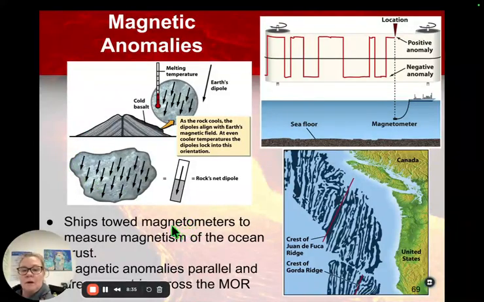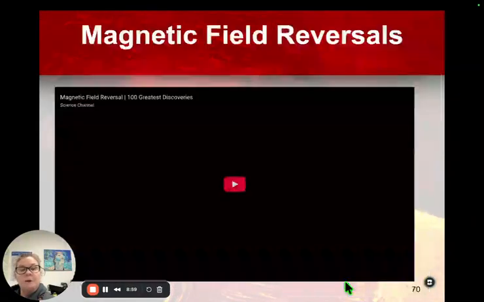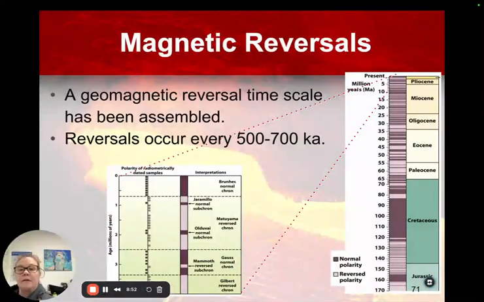Ships towed magnetometers to measure magnetism of the ocean floor's crust, and they found these anomalies as they went through it, which is really interesting. Okay, and we'll watch Bill Nye later. The magnetic reversal timescale has been assembled.